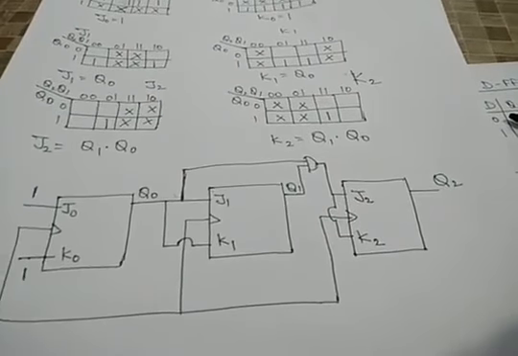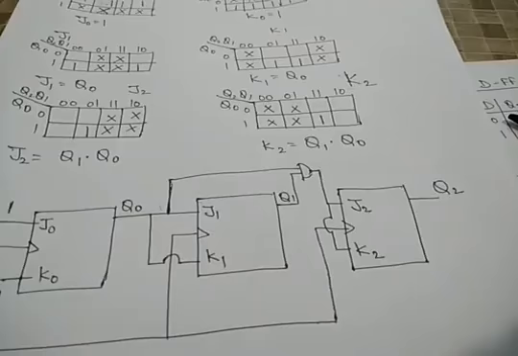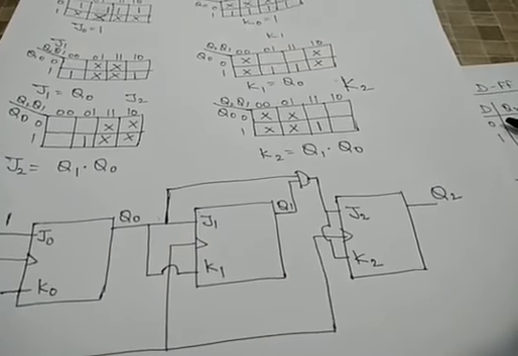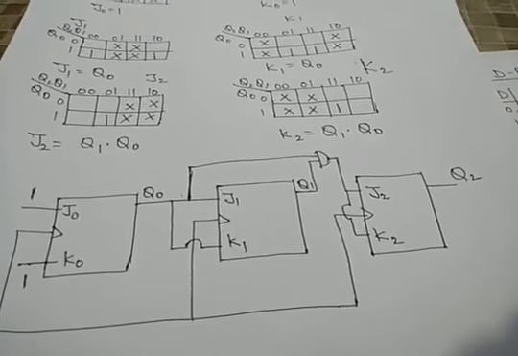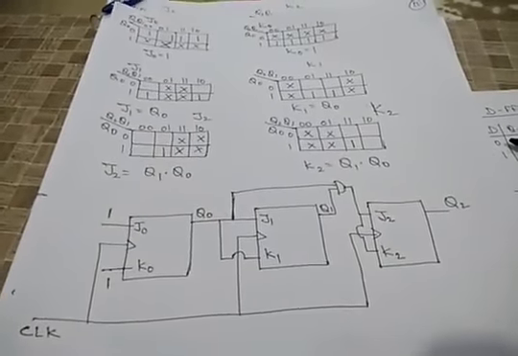Then we have obtained Q1, and for J2 it is Q1 into Q0. So we have used an AND gate which has the inputs Q1 and Q0, and this output goes to J2 and K2 to get the final output as Q2. So this is how we design any synchronous counter with the help of the excitation table.